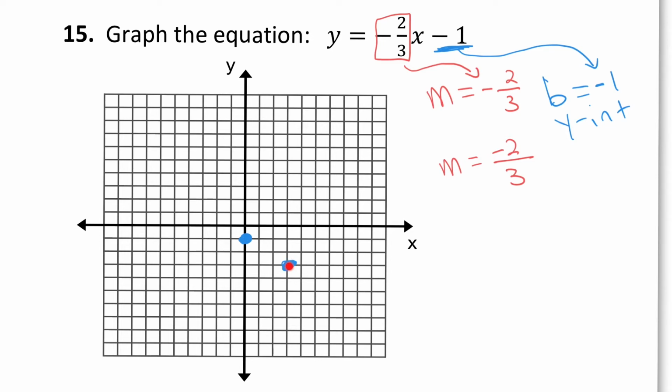From here, I'm going to use the slope again. I go down 1, 2, and 3 to the right. 1, 2, 3. And I make another point right there. You can also go backwards. From the y-intercept, you can go up 1, 2, and 3 to the left. 1, 2, 3. So that's another way you can find more points.